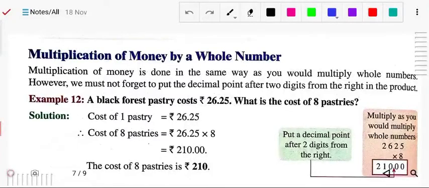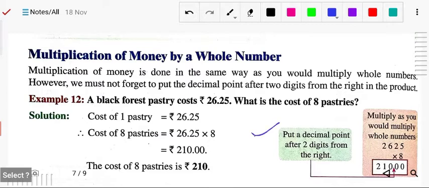Good morning, students. Today we will solve exercise 9 on page number 155. In this exercise, we will solve multiplication of money by whole numbers. We will multiply decimal numbers by whole numbers. So first of all, what is the concept behind multiplying?